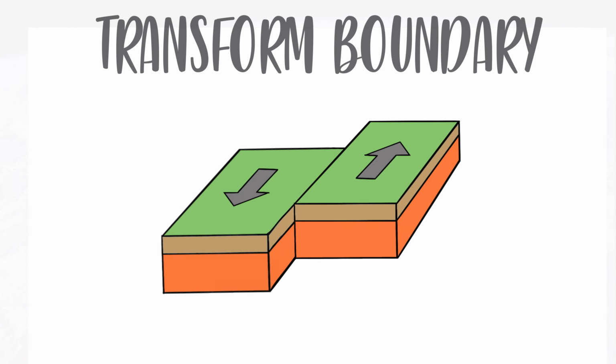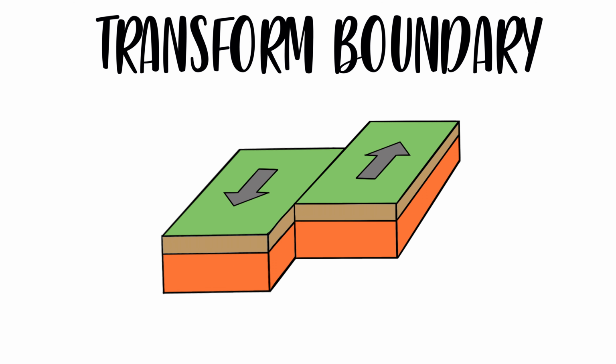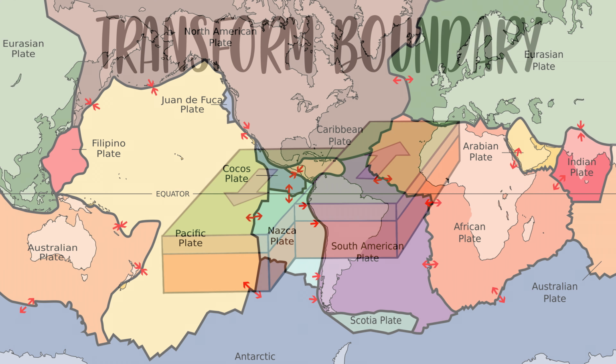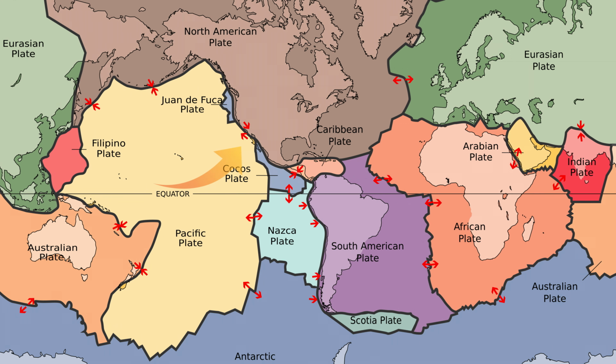And finally, we have transform boundaries, where the plates move laterally without creating or destroying any lithosphere. In this type of boundary, earthquakes occur at shallow depths as a result of the plates grinding against each other. If the plates move in opposite directions, like in the San Andreas Fault found along the coast of the United States, the friction between them generates a significant number of earthquakes. However, if the plates move in the same direction, such as between the African and Eurasian plates, the number of earthquakes is much, much lower.